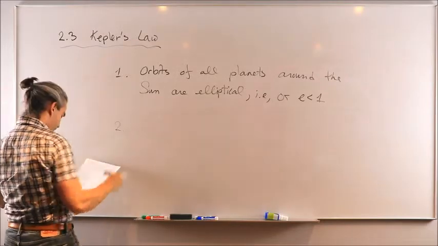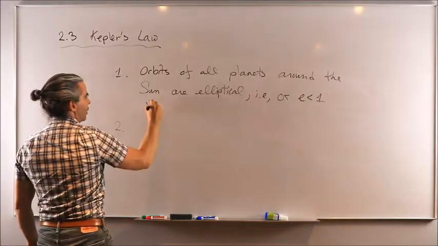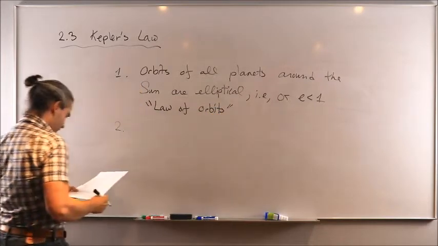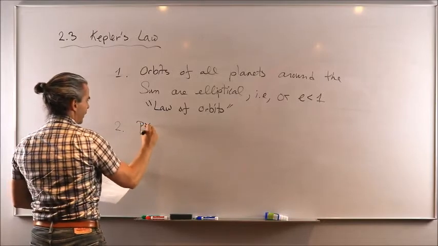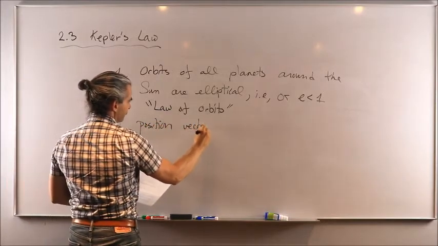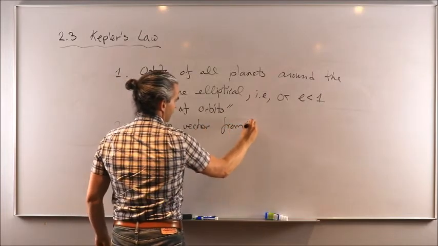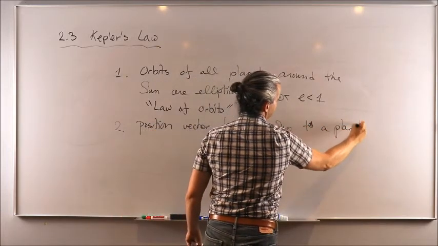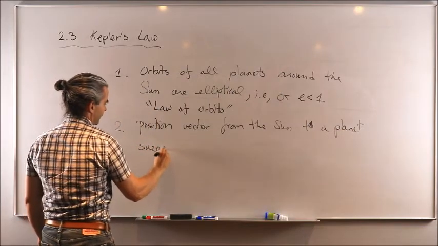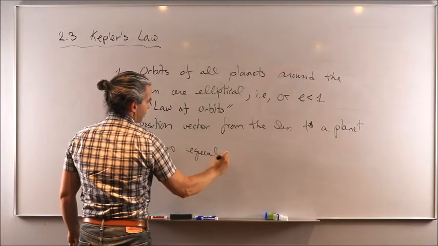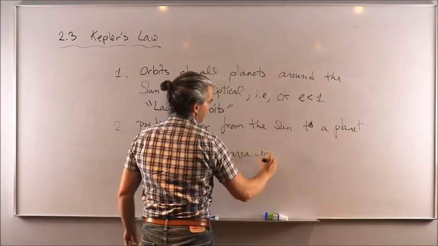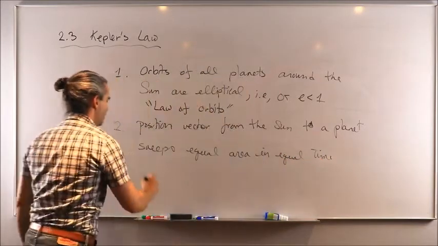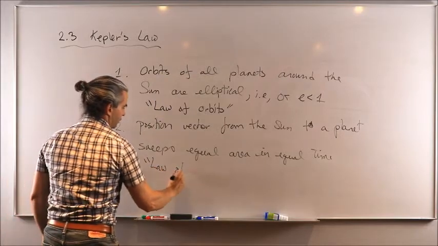Now, the second one, by the way, the first was known as the law of orbits. The second one, which is very interesting for us, says that the position vector from the sun to a planet sweeps equal area in equal time. This is known as the law of areas.